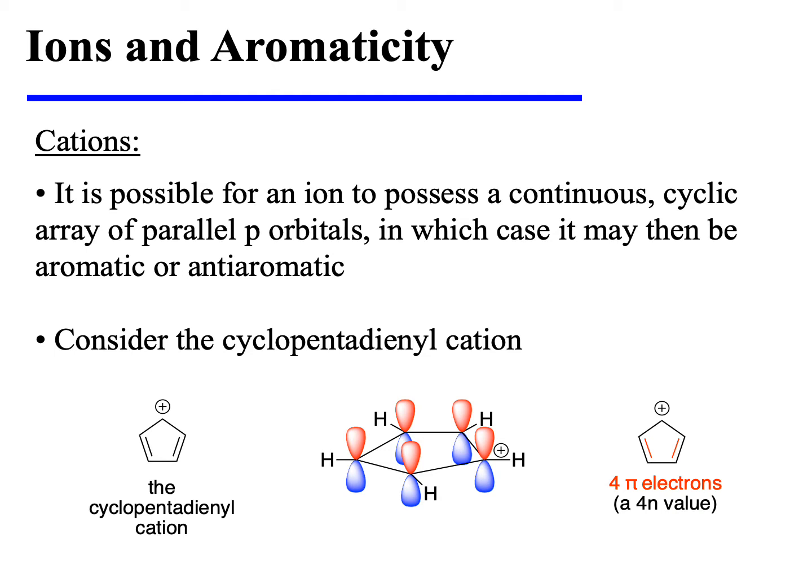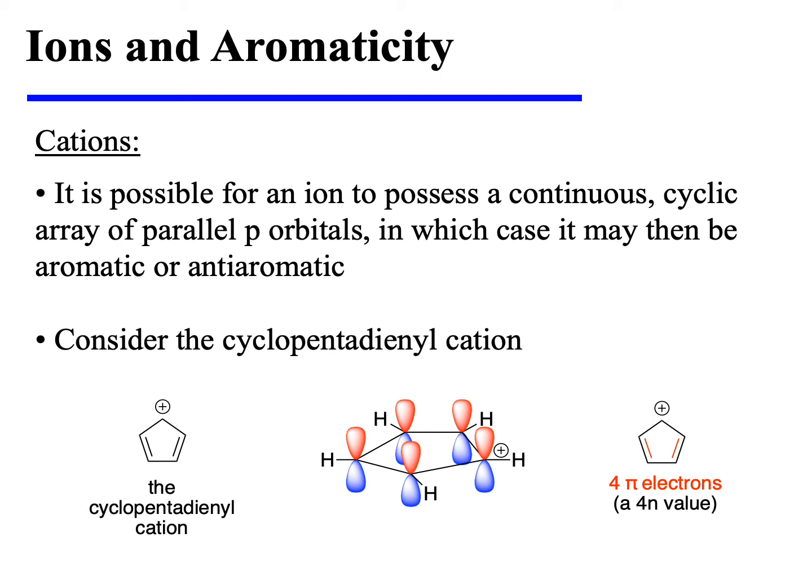It's possible for an ion to possess a continuous cyclic array of parallel p orbitals, in which case it may then be aromatic or anti-aromatic. For instance, consider the cyclopentadienyl cation. This compound is cyclic, and it does indeed have a p orbital on each and every ring atom.